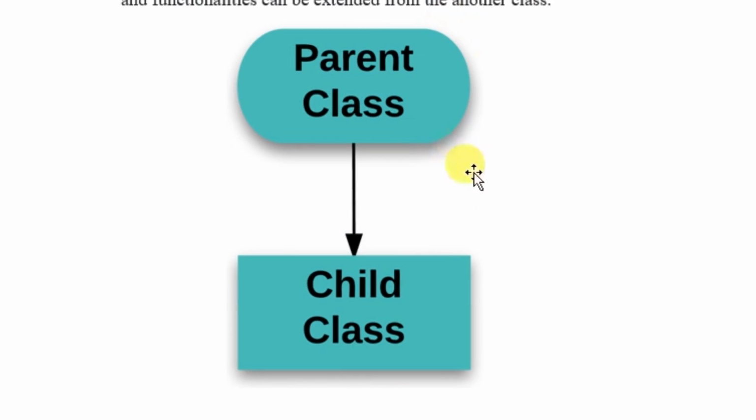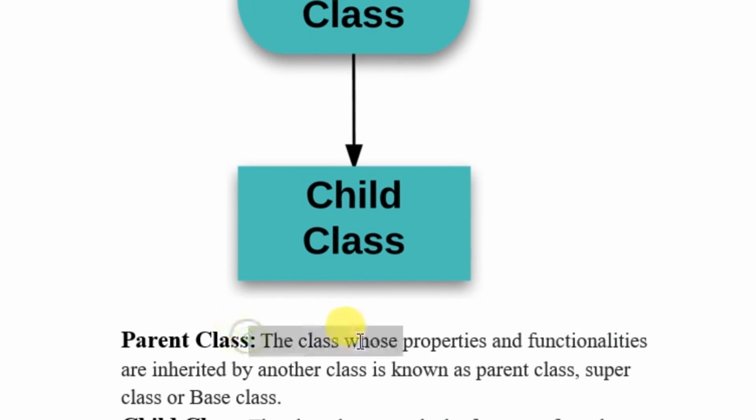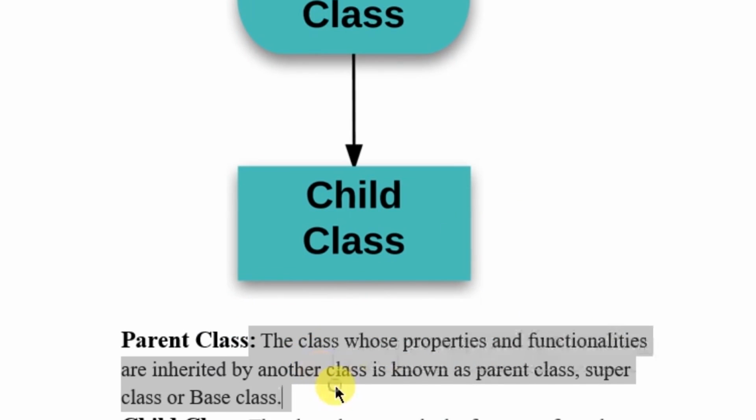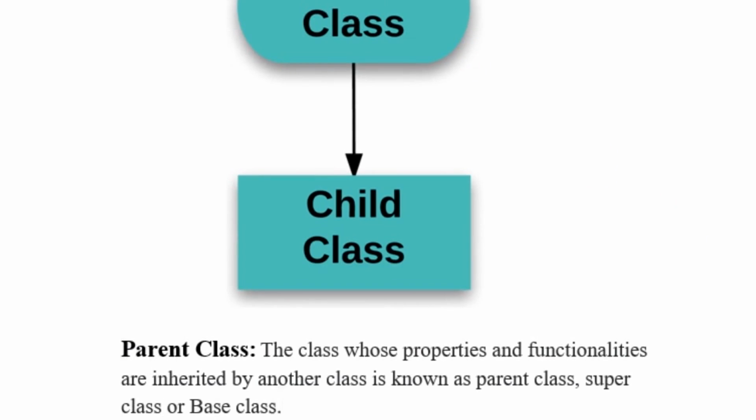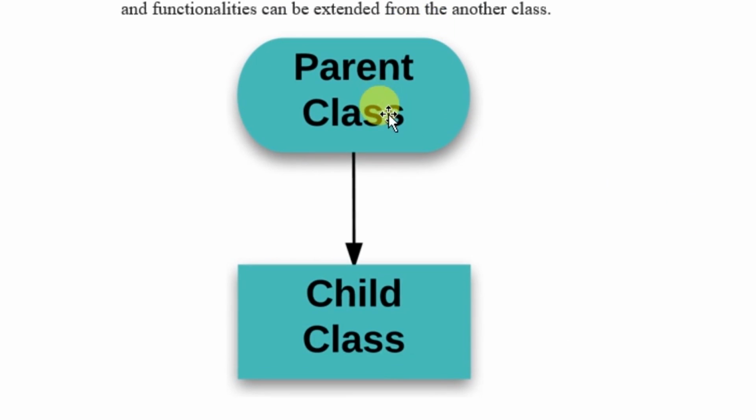The parent class, whose properties and functionalities are inherited by another class, is known as the parent class, superclass or base class. A child class that extends the features of another class is known as a child class, subclass or derived class. For example, class A is the parent class and class B is the child class.